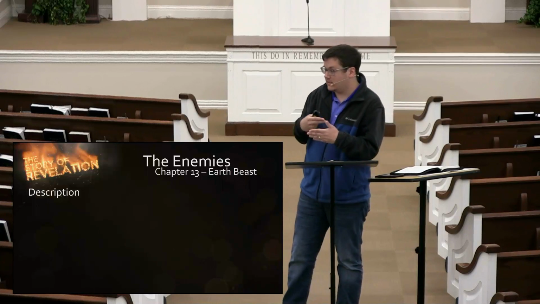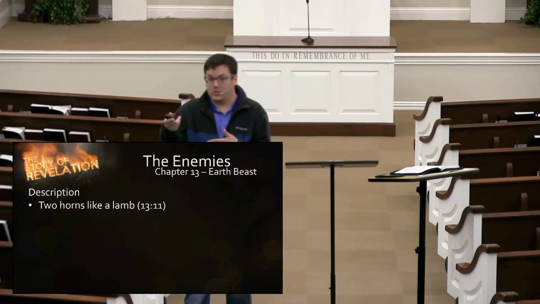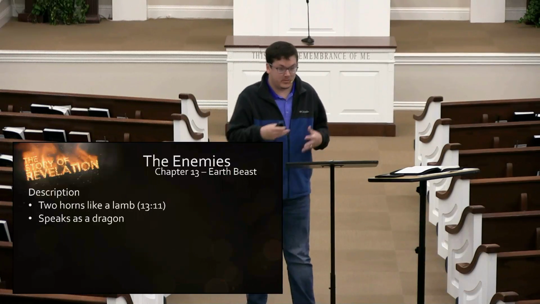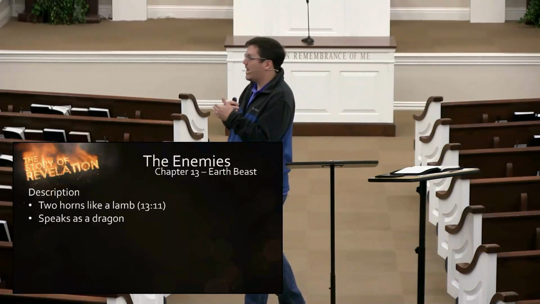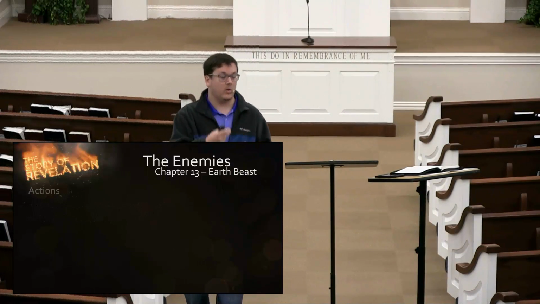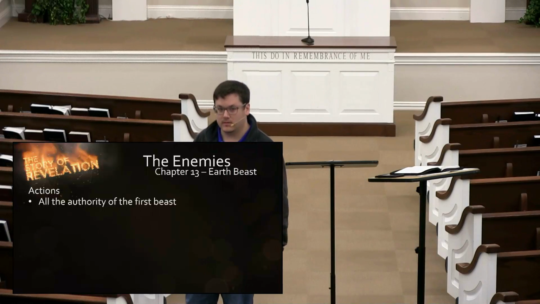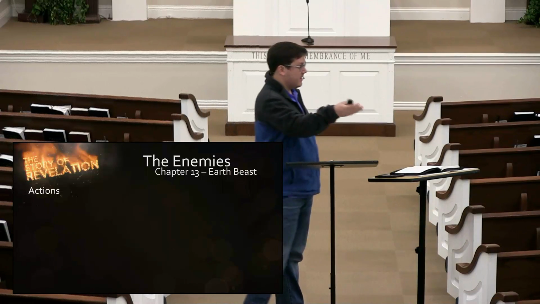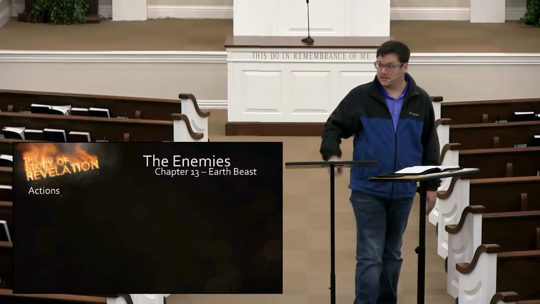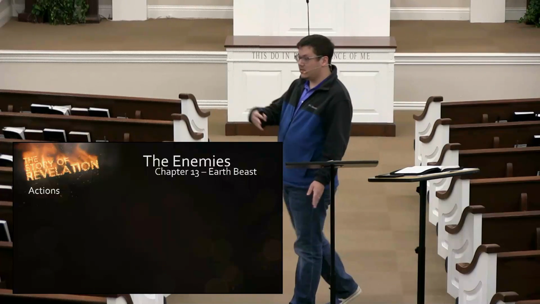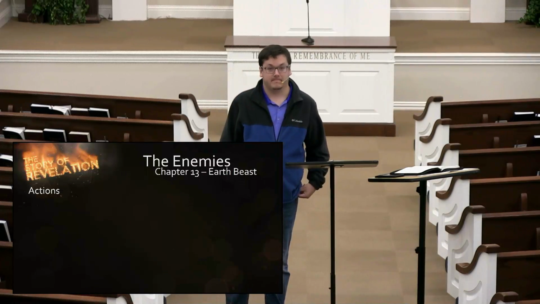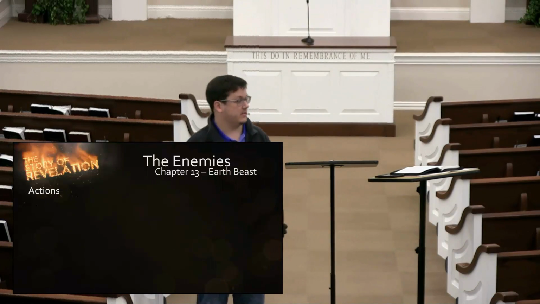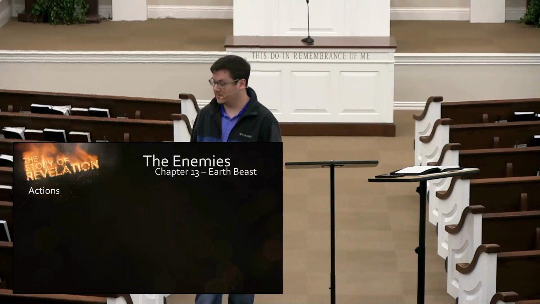The description of this beast is a lot shorter than the first one. We're told he has 2 horns like a lamb, and he speaks as a dragon. Okay, we got both of them. Here we're focusing much more on the action of the beast, which is what? Okay, has the authority from the first beast. What else? Deceives all of mankind. What else? Performs great signs. That goes along with the deceiving. What else?